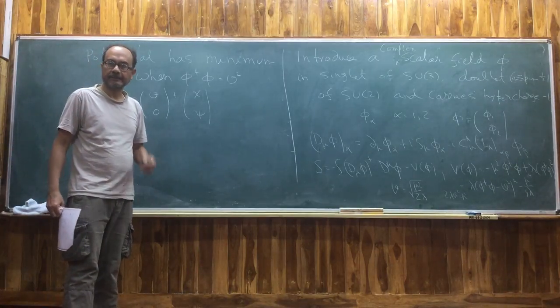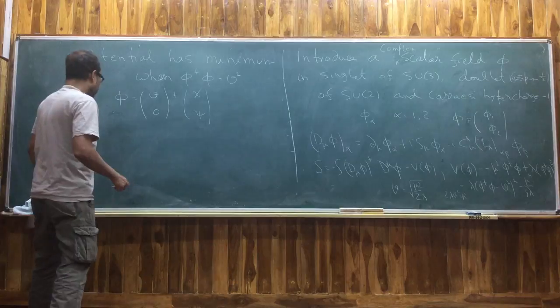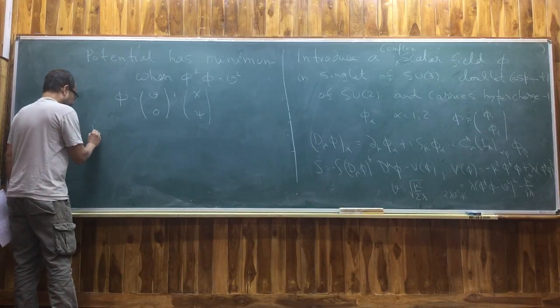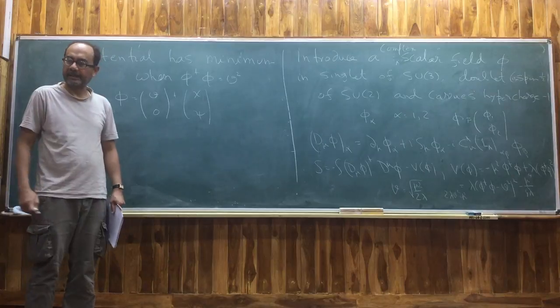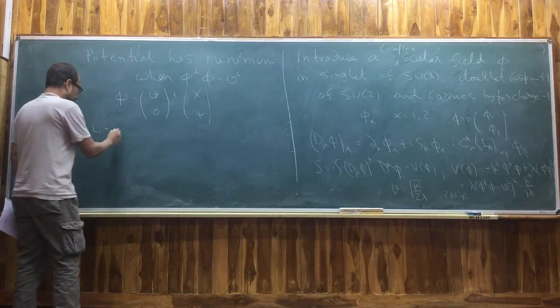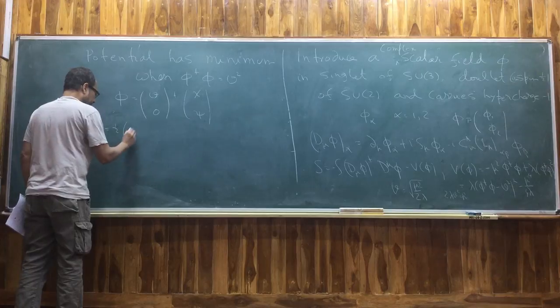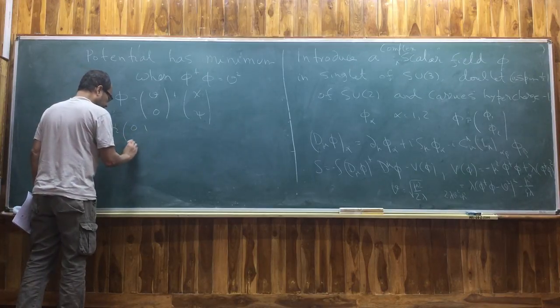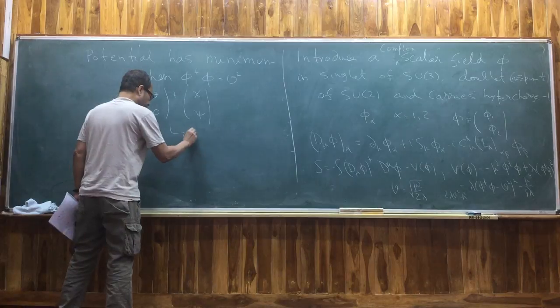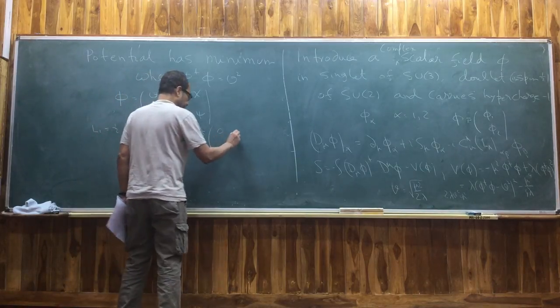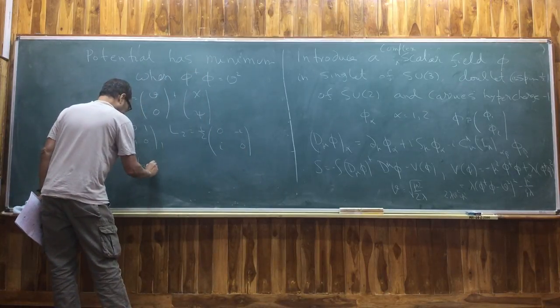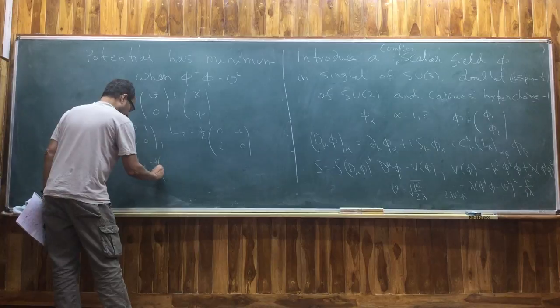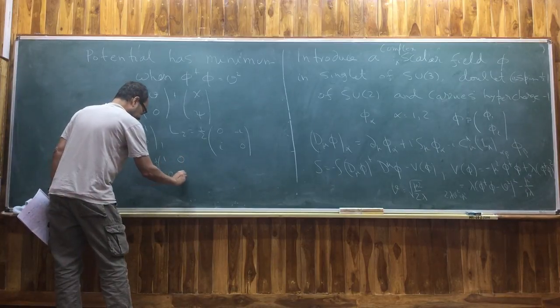Is this clear? So first, we have L1, L2, L3. I can take these to be Pauli matrices, in fact half of the Pauli matrices if you want to normalize properly. So L1 is half of 0, 1, 1, 0. L2 is half of 0, minus i, i, 0. L3 is half of 1, 0, 0, minus 1.